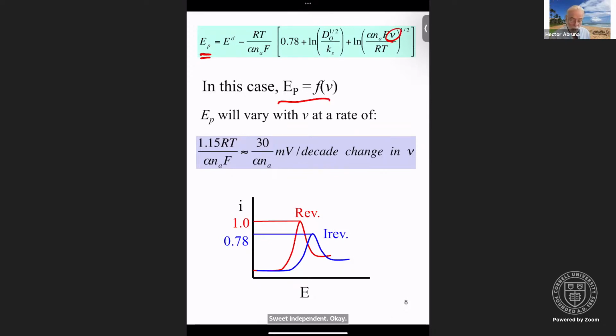And E peak will be displaced or will vary with v at the rate of about 30 over alpha n sub a millivolts per decade change in sweep rate. Again, if we assume that n sub a is 1 and alpha equals 0.5, this will be displaced at a rate of about 60 millivolts per decade change in sweep rate.